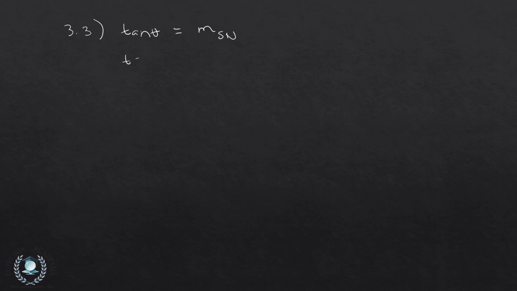Now all we're going to do is substitute, and we're going to find that the gradient was 4 over 3, and when you find the arctan, we will see that theta will be equal to 53.13 degrees.